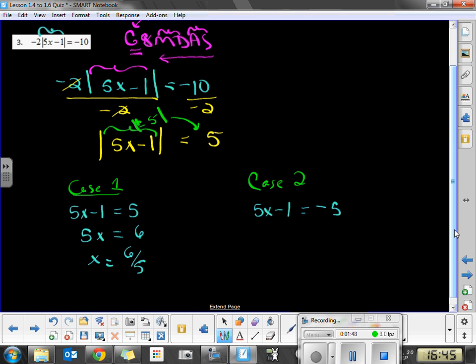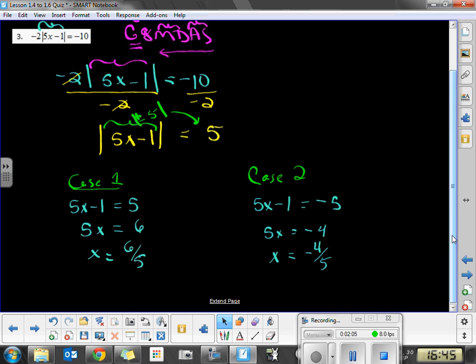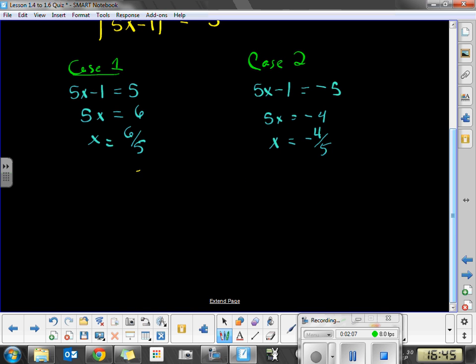In the second one, what we have is 5x equals -5. If I add 1, I get -4, which means x is equal to -4/5. So those are our 2 solutions. So what we're going to do is put those in solution sets. So set notation is -4/5 is a solution, comma 6/5.